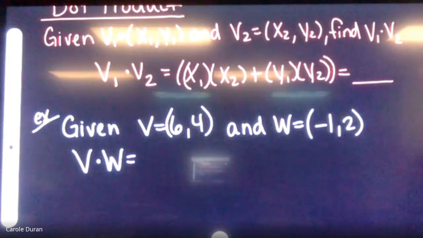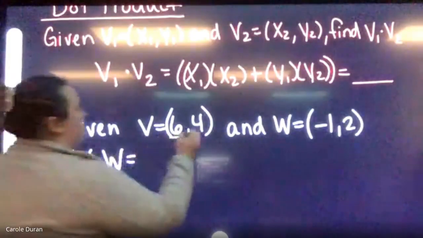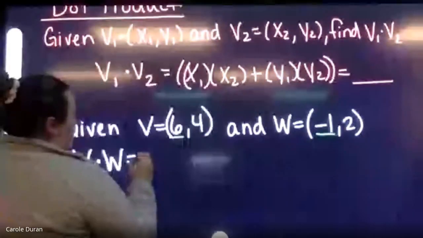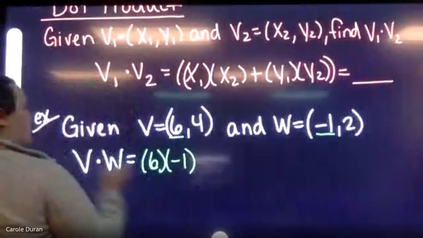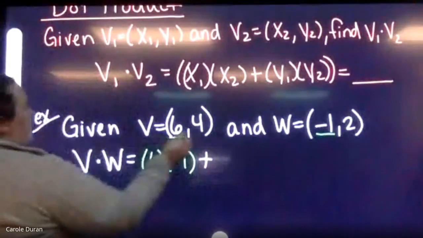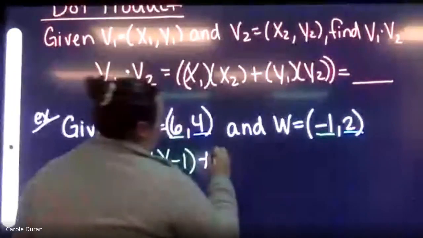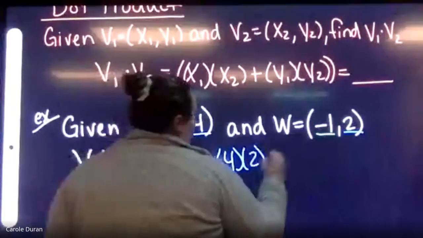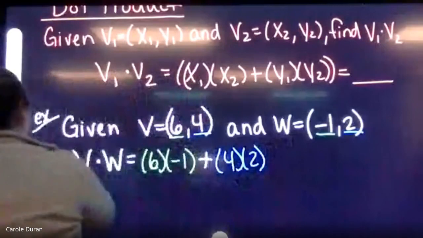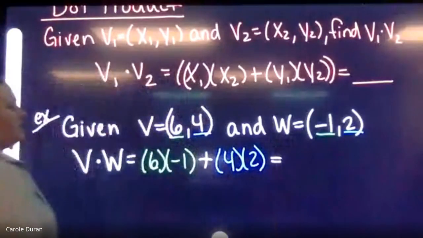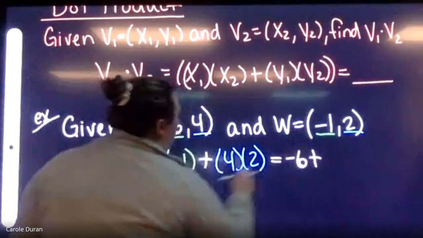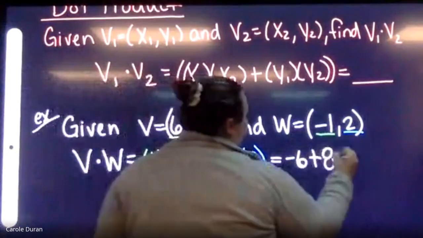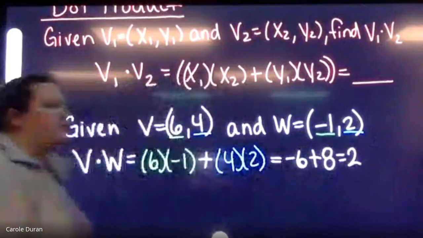So when I'm doing my dot product, I multiply like terms together. I'm going to start with my two x's. My two x's are 6 and -1. So I'm going to have 6 times -1 plus, then I'm going to put my y's together, which are 4 and 2. I'm going to go ahead and do the multiplication. 6 times -1 is -6. 4 times 2 is 8. So my dot product is 2.